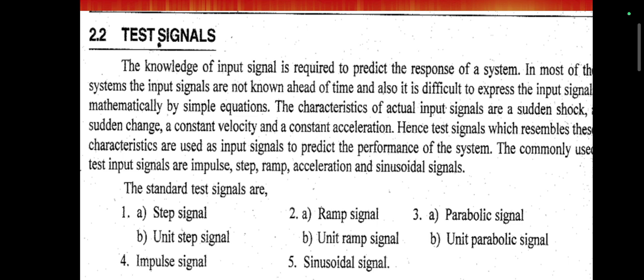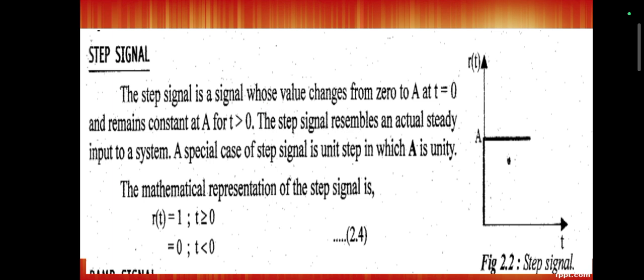The test signals are classified into three important basic types, and with that we have step signal, ramp signal, parabolic signal, impulse signal, and sinusoidal signal. From the step signal we have the unit step signal, from ramp we have unit ramp, and similarly from parabolic signal we have unit parabolic signal. So these are all called test signals. Next is the step signal.